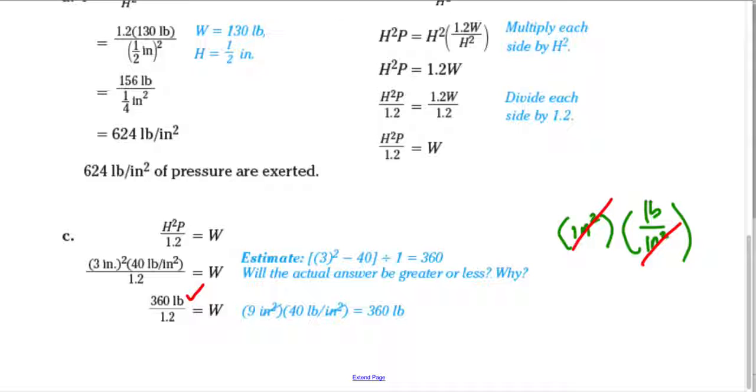So doing that, you have 360 pounds all over 1.2, and you end up with 300 pounds. So the person weighs 300 pounds if she exerts a pressure of 40 pounds per square inch and her heel width is 3 inches. That's a pretty heavy individual.